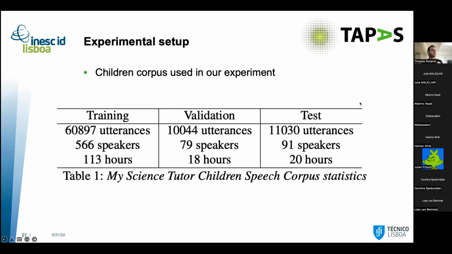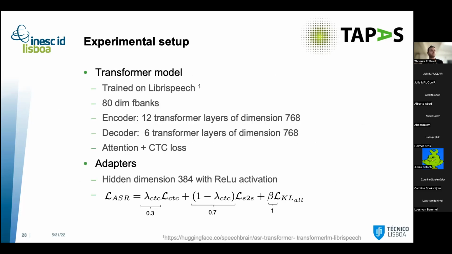Yeah, so the dataset. We use the biggest dataset which is available right now for children, My Science Tutor. It's English, and it's around 100 hours, so it's way bigger than the previous experiment. In terms of experimental settings, we pre-train the model on LibriSpeech. We use 80-dimensional fbank features. The encoder is 12 layers of transformer, the decoder 6.